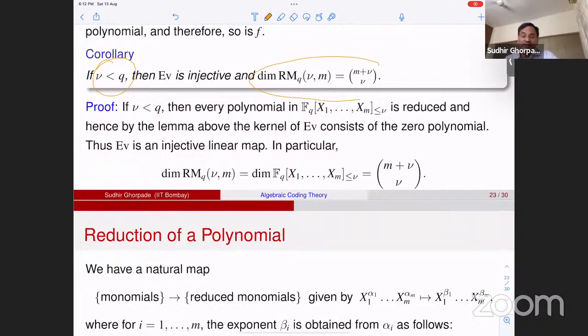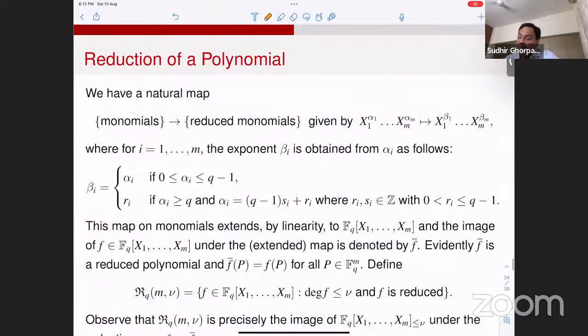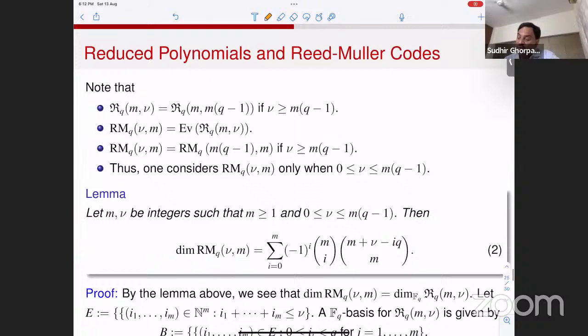But if that is not the case, then you have to do a little bit of algebra to show that the dimension is given by a somewhat involved formula like this here, equation 2. I don't have time to explain this. It's not difficult. If somebody is interested, I can explain that to them. And I just want to say what kind of thing will go into finding the minimum distance of this Reed-Muller code in general.